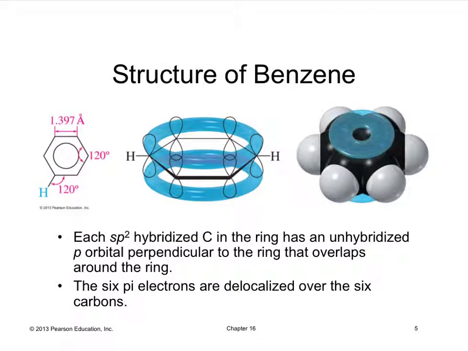In terms of the structure of benzene, each of these carbons is sp2 hybridized and has an unhybridized p orbital that overlaps around the ring. Six pi electrons are delocalized over the ring carbons and can be represented here.